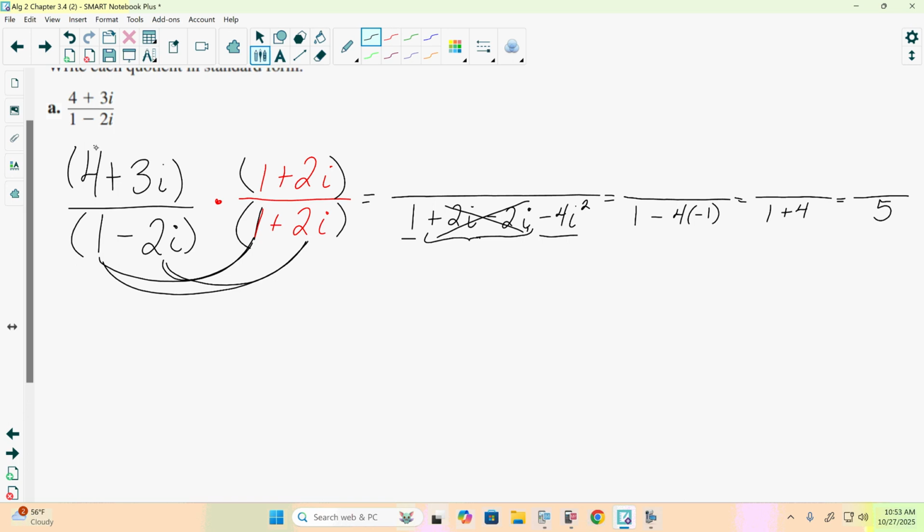Now we also have to multiply the numerators. 4 times 1 is going to be 4. 4 times 2i is going to be plus 8i. 3i times 1 is going to be plus 3i. And lastly, 3i times 2i, 3 times 2 would give us positive 6, and i times i is i squared.